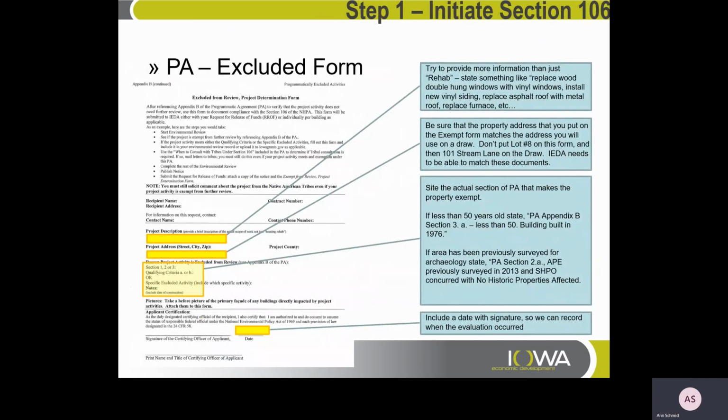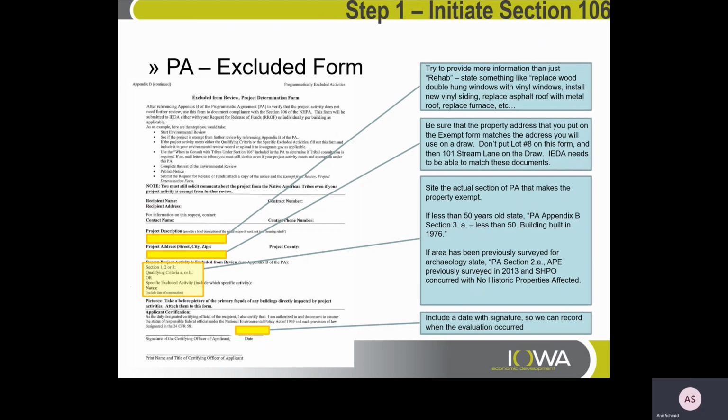At IEDA, as part of our programmatic agreement, we have an excluded from review form. This form would be completed describing a project. We recommend that instead of just saying rehab, provide something more informational, like replace wood double hung windows or install new vinyl siding. You would want to provide your project information, location as detailed as possible. And then the most important part is to select or cite which component of the programmatic agreement you are using.